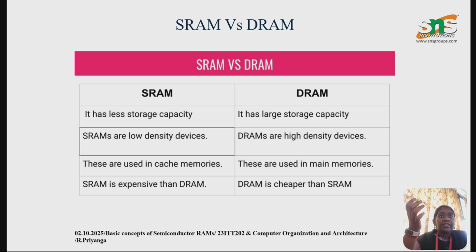The usage of SRAM is in cache memory. DRAM is used in main memory. Then cost: SRAM is more expensive. DRAM is cheaper, requires fewer components per bit, making it cost efficient. These are the differences between SRAM and DRAM.